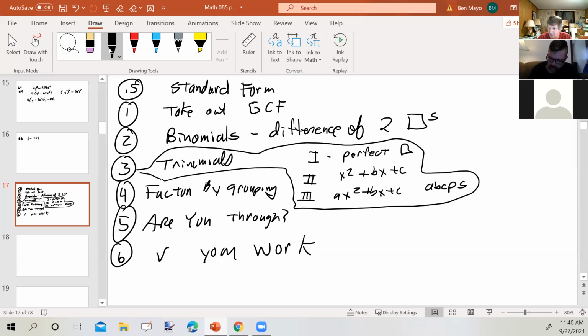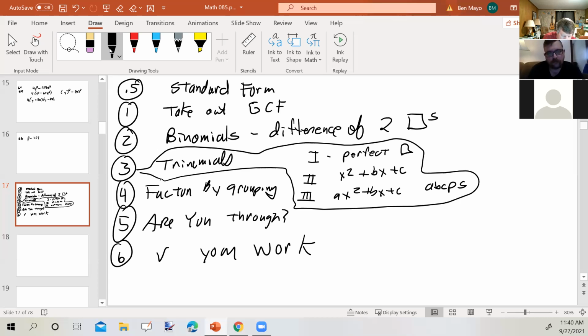Then if it's not, but it has a leading coefficient of a 1, we go back to section 6.2, product and sum. Then Roman numeral 3, if it's ax squared plus bx plus c, where a is not a 1, you can use the grouping method, ABCPS, or the trial and check method. Then step 4, if it's got 4 terms, factor by grouping. Step 5, are you through? Can you factor it any further? Some of the ones we looked at.